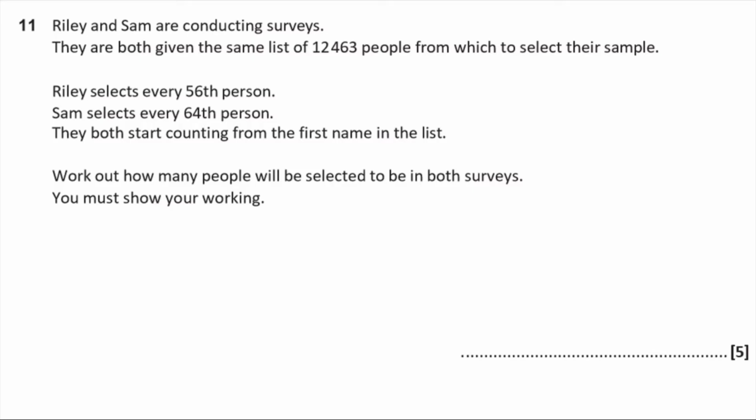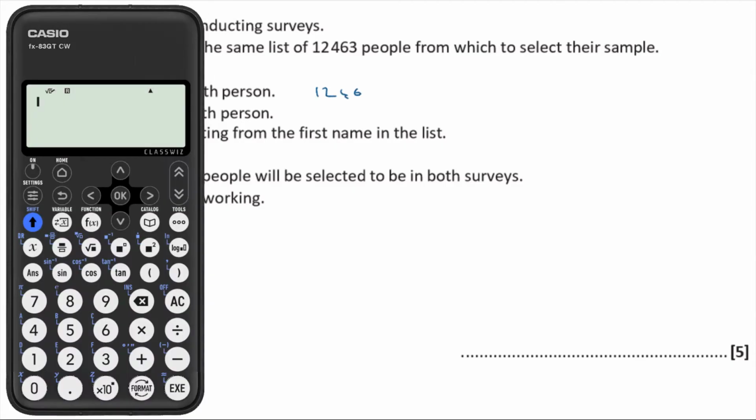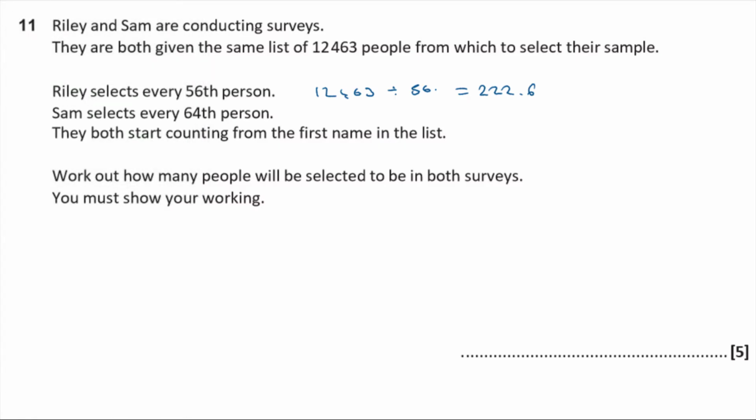Okay, so if I'm starting from person number 1 and I'm doing every 56th person, how many times am I going to be able to do that? What is 12,463 divided by 56? That comes out to be 222.5, well, I'm going to round up to 222.6. If I pick the first person and then the 222nd multiple of 56, that's going to be the last person in my list, because I'm not going to get enough people to get on to the next one. So I think that rounds down to 222 people.